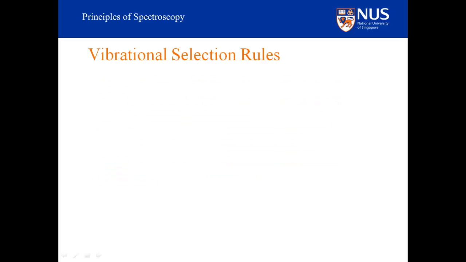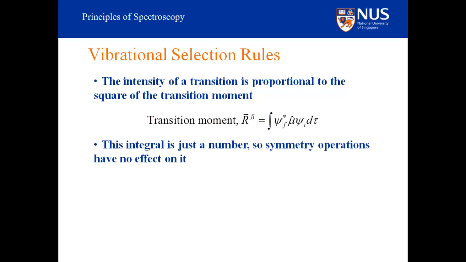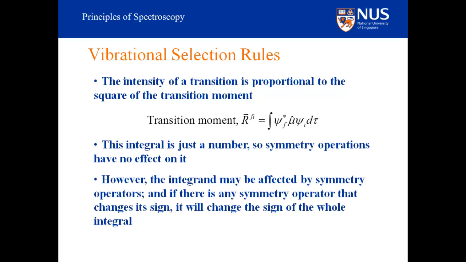So how does identifying the symmetries of the vibrational states help us identify the selection rules? Well, remember that the intensity of a transition is proportional to the square of the transition moment. By definition, an integral is just a number, so symmetry operations have no effect on it. However, the integrand may be affected by symmetry operators, and if there is any symmetry operator that changes its sign, it will change the sign of the whole integral. There is a contradiction unless the integral is 0.